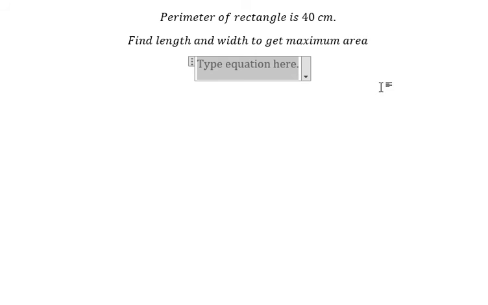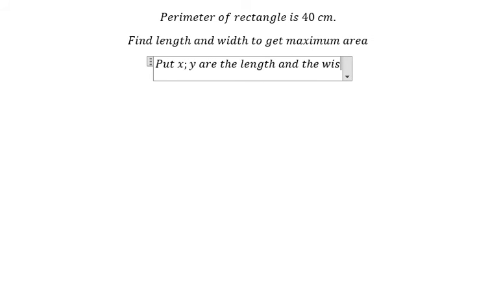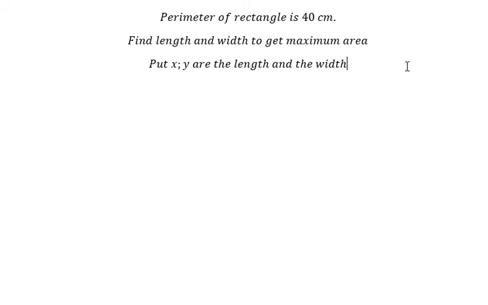First, we need to let x and y be the length and the width. So we have the perimeter of the rectangle: 2x plus 2y equals 40. So we have x plus y equals 20, because we just divide both sides by 2.